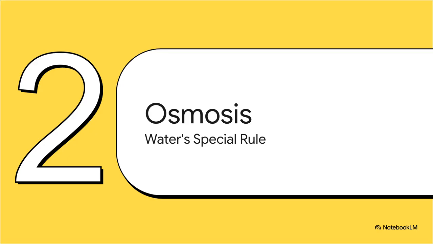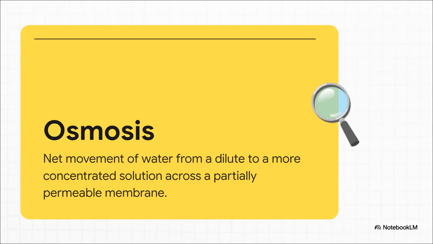Simple enough, right? But what happens when the thing that needs to move is water itself? Well, water is so important for life that it gets its own special version of diffusion, and we call it osmosis. Now, the definition for osmosis can seem a little tricky at first. It's the net movement of water from a dilute solution to a more concentrated one across a partially permeable membrane.